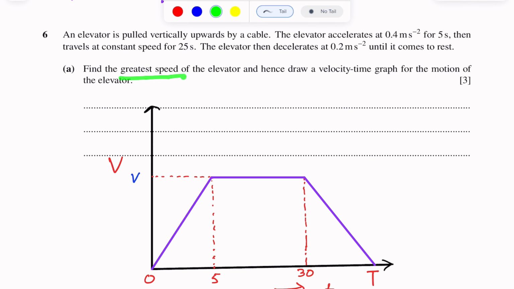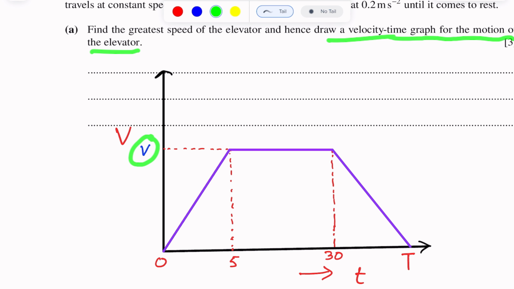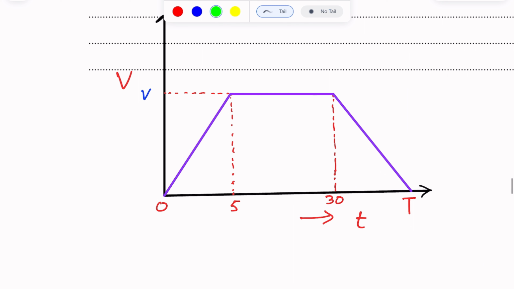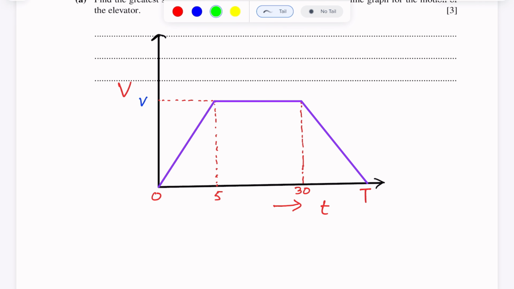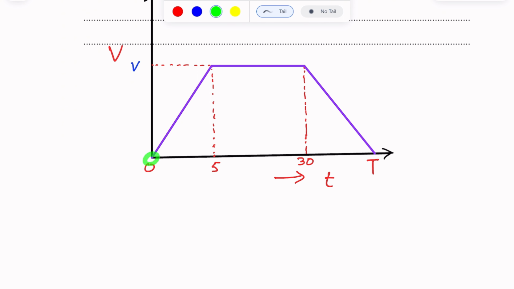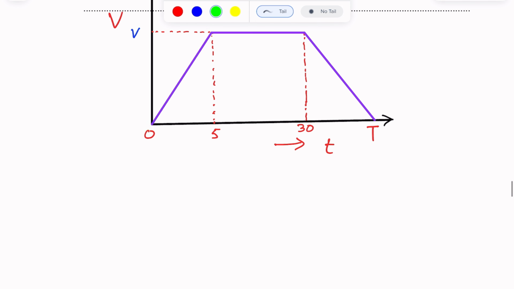Now find the greatest speed of the elevator and hence draw a velocity time graph for the motion of the elevator. The greatest speed is this, when it accelerates. We have to find v. So we will take the gradient of this straight line, and that shows the acceleration. For the gradient, we have these 2 points. These points are (0, 0) and (5, v).